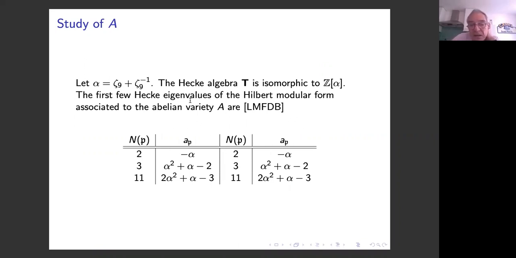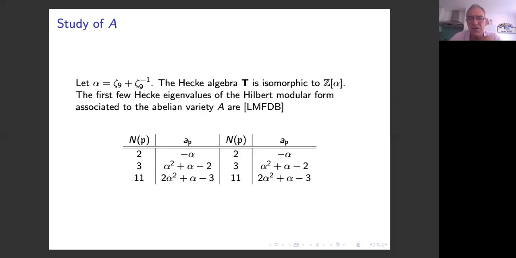You can associate to it a Hilbert modular form. And I wrote here the Hecke eigenvalues of the first few coefficients. The prime ideals P are prime ideals of the ring of integers of Q(square root 97), and these are the ones that have the smallest norm. And then the coefficients of the Hilbert modular form are this, where alpha is zeta 9 plus zeta 9 inverse.